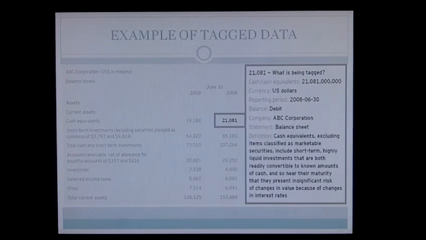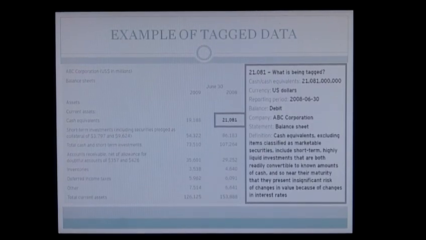Example of tag data. When you look on the balance sheet at cash equivalents, the 2008 balance of $21,000, you can see it's being tagged, and it gives you a whole assortment of information specifically to that balance in cash equivalents.